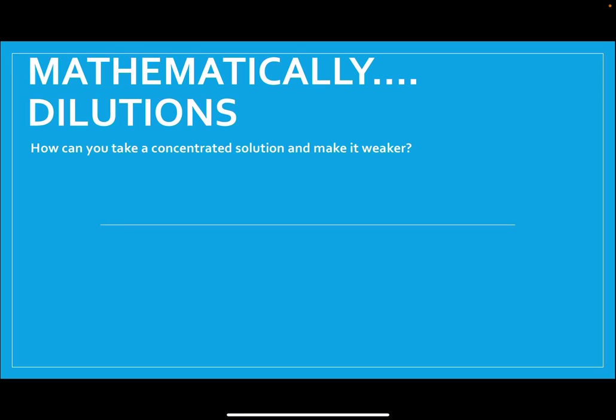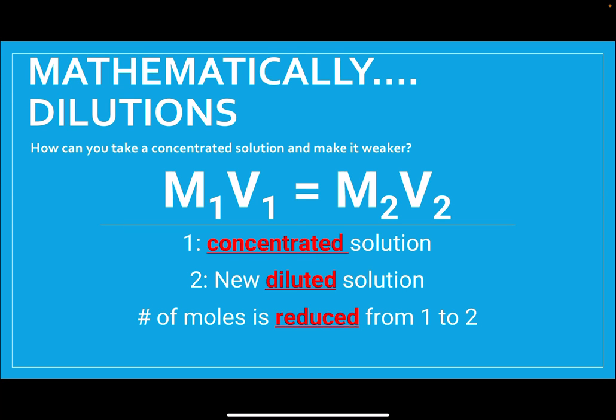If we notice our particles, we just have more water per that given space. So mathematically, how can we take a solution that's concentrated and make it weaker? We have M1V1 equals M2V2, and this looks very close to what we looked at for Boyle's law. If we have 4 variables, count 1, 2, 3, 4, at least 3 of them have to be given. The 1 represents our concentrated solution, so the higher molarity, and our 2 represents our diluted one, our lower molarity. Or I like to say whatever one you see first in the problem is 1, whatever you see second is 2, and then the number of moles is reduced from number 1 to number 2.